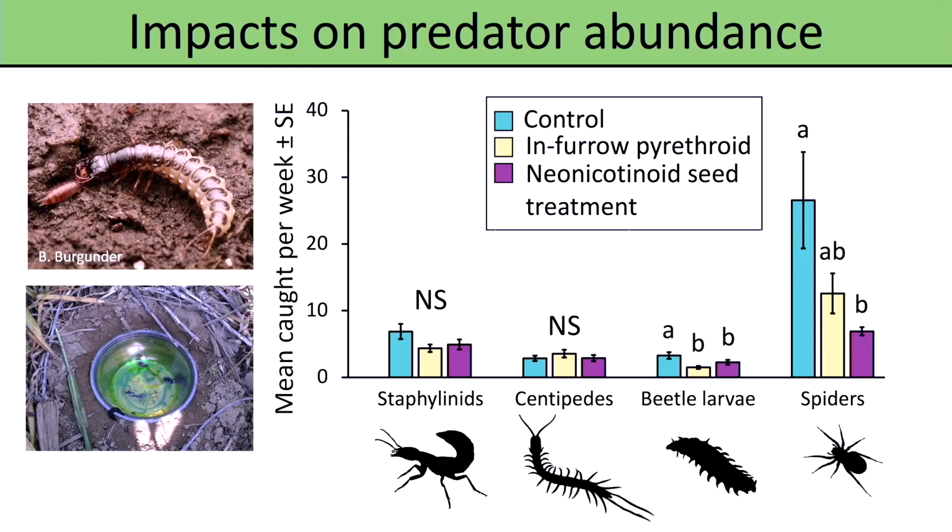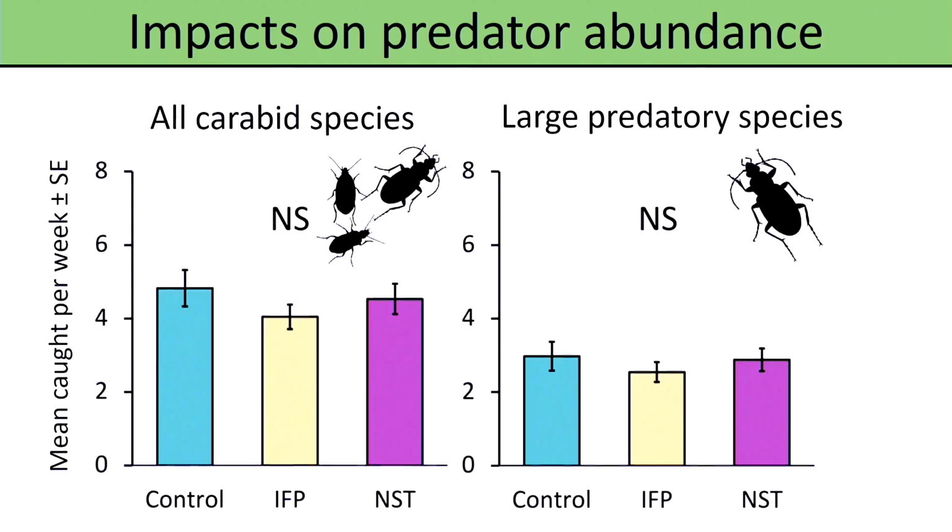We also saw a bit of an impact on spiders, and it seemed like the neonicotinoid seed treatments were a little worse on spiders than the pyrethroid in terms of their activity. And there are spiders that feed on slugs as well.